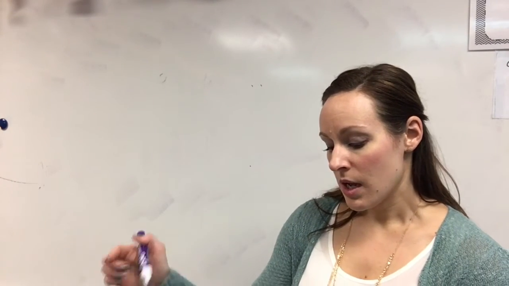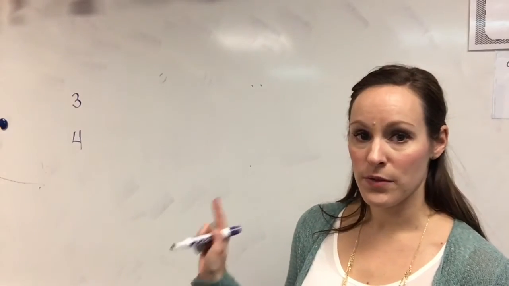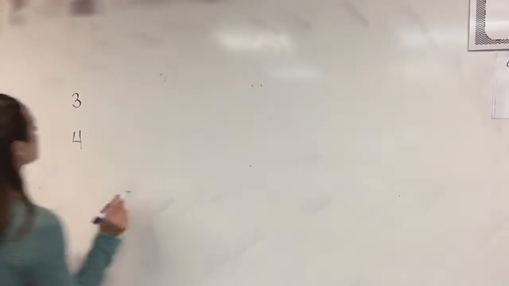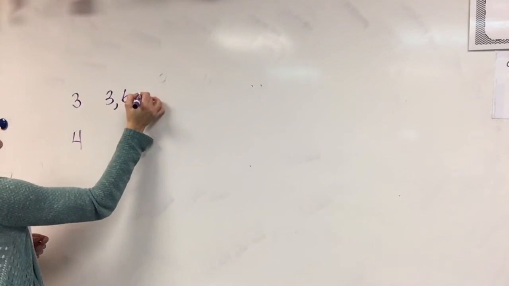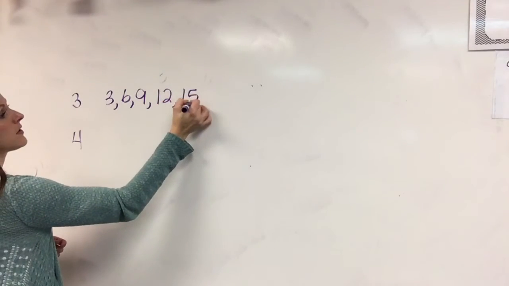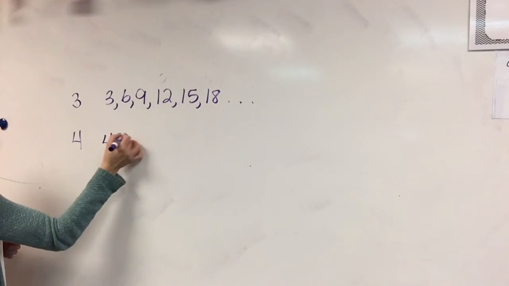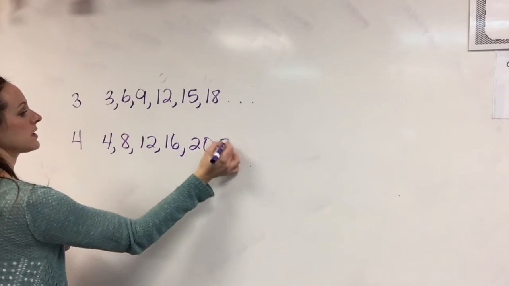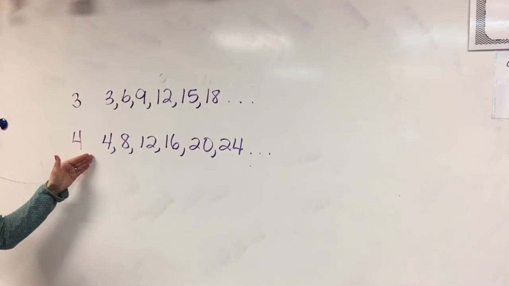So I'm going to take the numbers 3 and 4, and we're going to find the least common multiple of 3 and 4, but we're going to start by skip counting, or writing out the multiples of 3 and 4, and then finding what they have in common. So the multiples of 3 are 3, 6, 9, 12, 15, 18, and so on. The multiples of 4 are 4, 8, 12, 16, 20, 24, and so on.